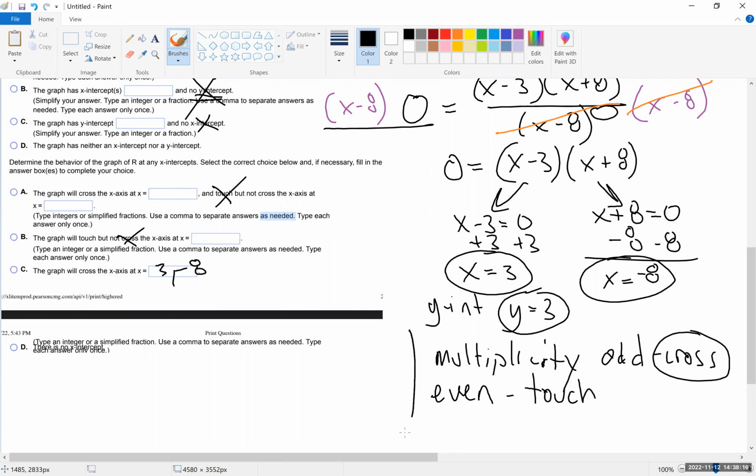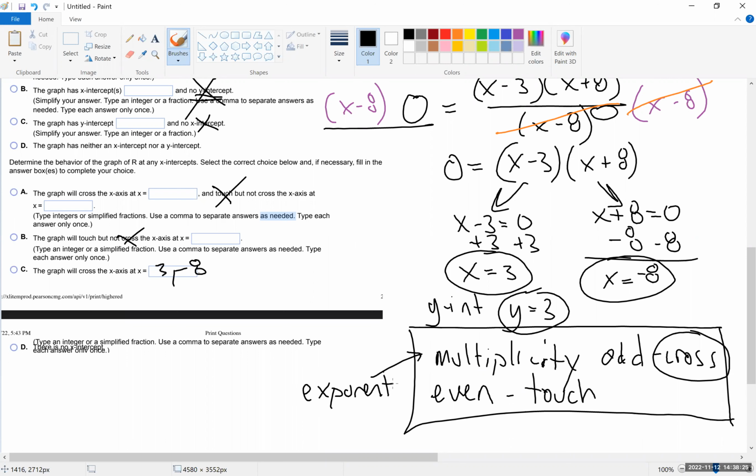And this is how we know. If the multiplicity is odd, it crosses. If the multiplicity is even, it touches. The multiplicity is the exponent on the factor. All right, let's pause here. We're going to take questions and we're going to finish this problem up.